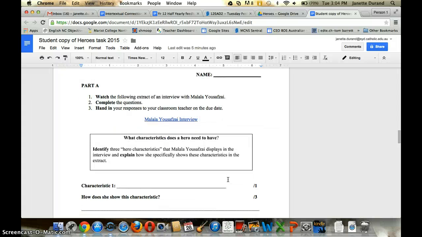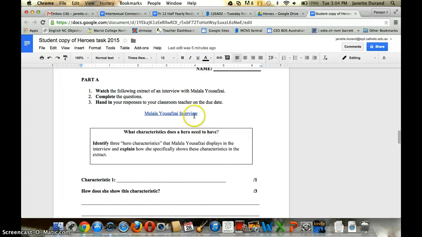So this is your answer sheet here. You watch the extract, you complete the questions, and you hand your responses in to your classroom teacher on the date that they set for you. Now, what we're asking you to do here is to look at the characteristics that a person needs to have to be considered a hero.